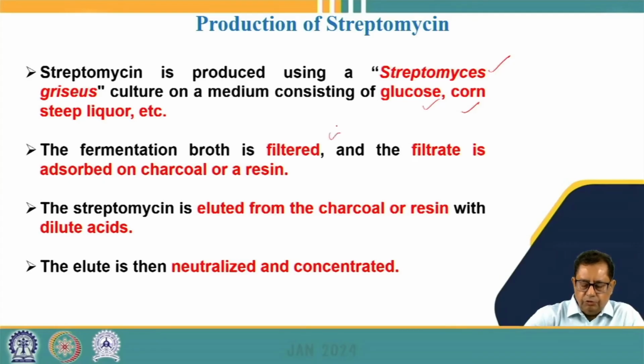The fermentation broth which is then formed, which contains the streptomycin antibiotic, has to be filtered, and the filtrate is later adsorbed onto charcoal or a resin. Here the streptomycin gets adsorbed onto the charcoal or exchanged into the resin. Later, from the resin or charcoal, the streptomycin can be eluted by using dilute acid. So we pass dilute acid through the column of charcoal or resin where the streptomycin has been adsorbed. Whatever dilute acid eluent we get contains the streptomycin antibiotic.